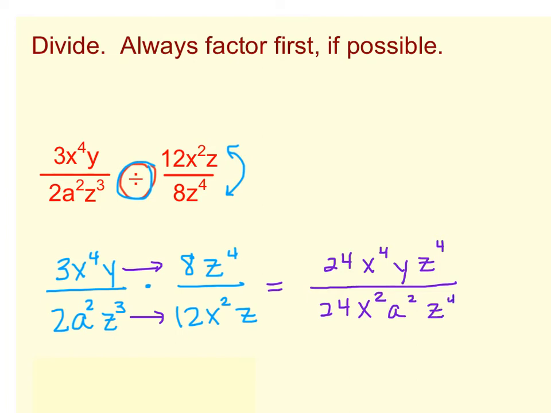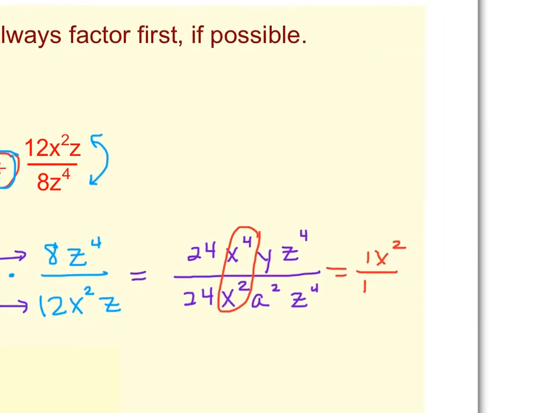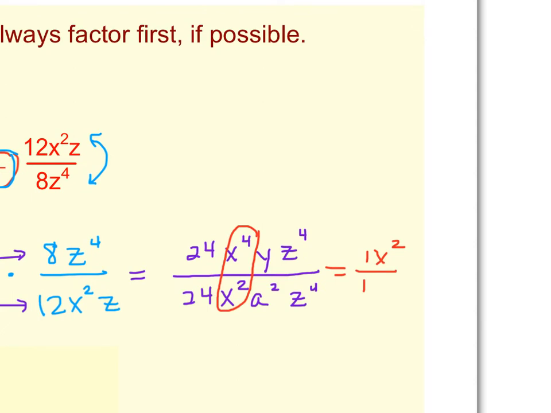All right, so now we're going to work on simplifying this. Do we see anything on the top that can cancel with the bottom? Or actually in these we go left to right. 24 divided by 24 is 1. I'll go ahead and write it as a 1 over 1 for now. X to the 4th over x squared. Subtract your exponents, you get x squared, 4 minus 2. Now we have a y. Our y doesn't have anything to divide with, so the y is just going to stay up there with the x squared.